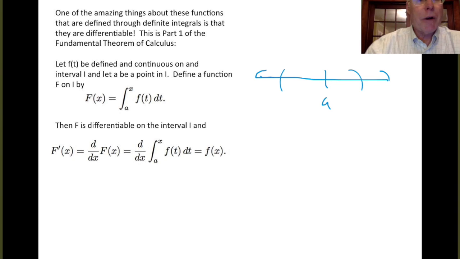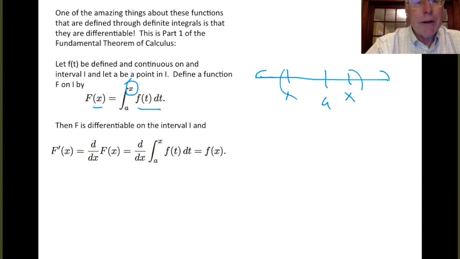Okay. And we're going to define a function capital F on I through a definite integral. Capital F of x is the definite integral from a to x. So the x will be somewhere else in this interval. Could be left, could be right. A to x, little f of t dt. And again, I've been careful to keep the variable of integration different from the variable x that is the input for the function capital F.